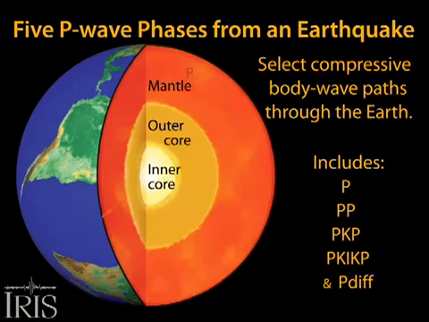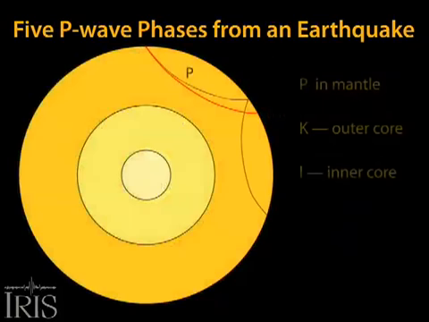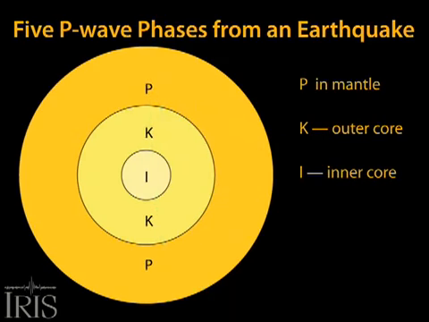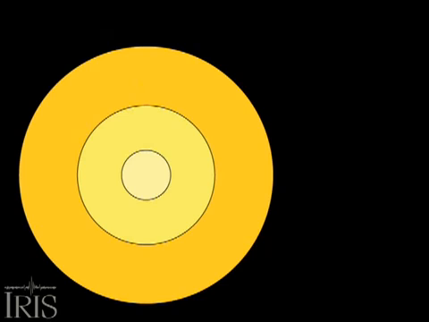This animation addresses 5 common variations of P-type seismic body waves. All are compressive waves that travel through the mantle in all directions away from the epicenter of an earthquake. The additional letters refer to travel in the mantle and outer and inner core.